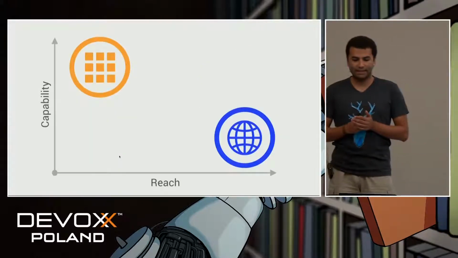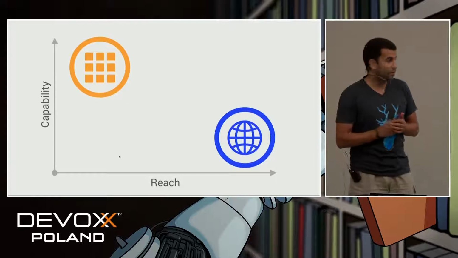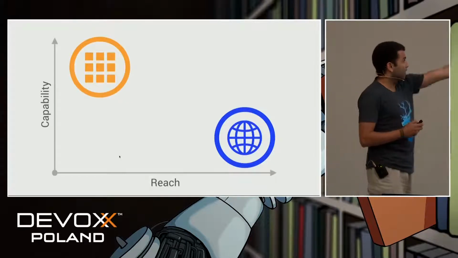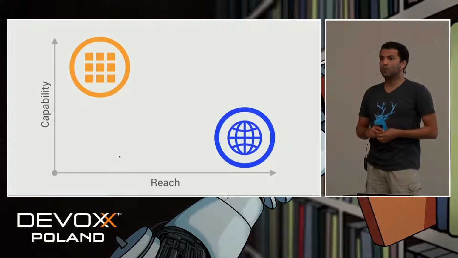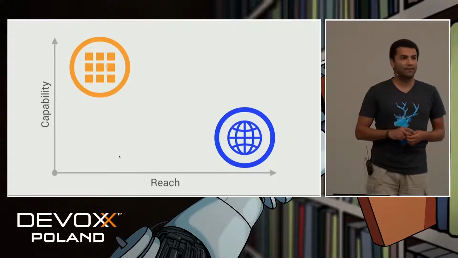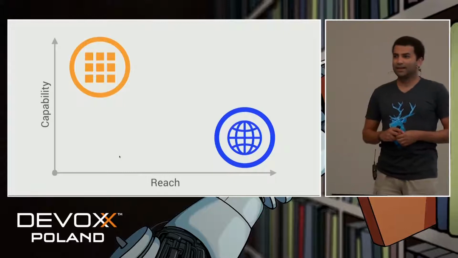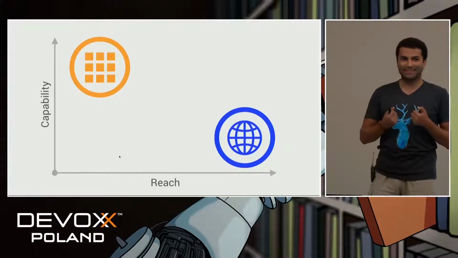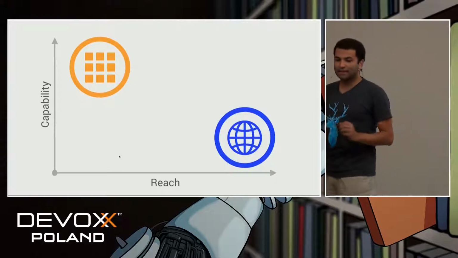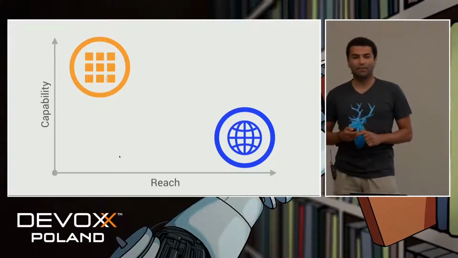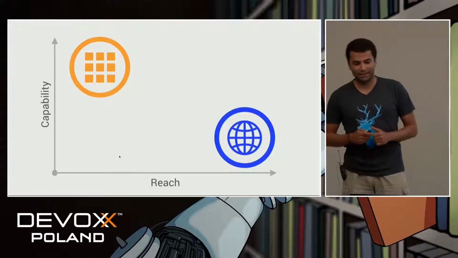We have this kind of comparison between the mobile web and the native. The mobile web has more reach, but the native is nicer. It feels more smooth. It has more capabilities. And this is probably why people prefer native applications.